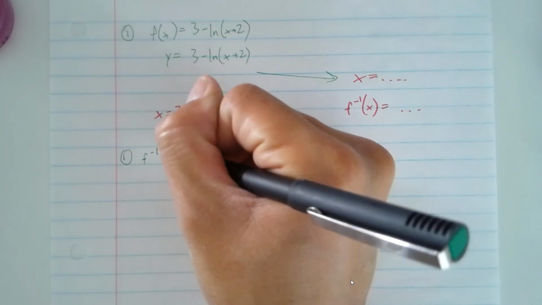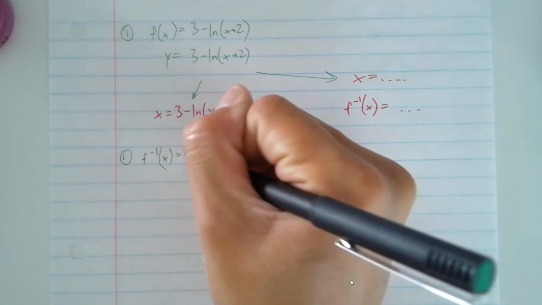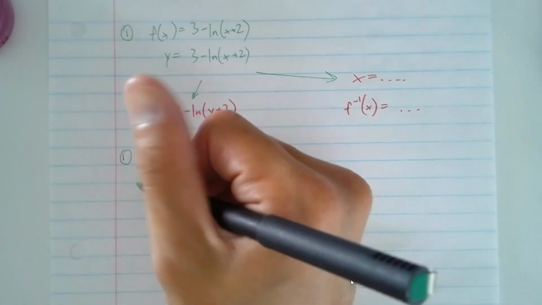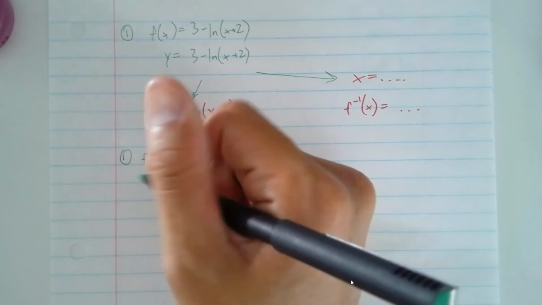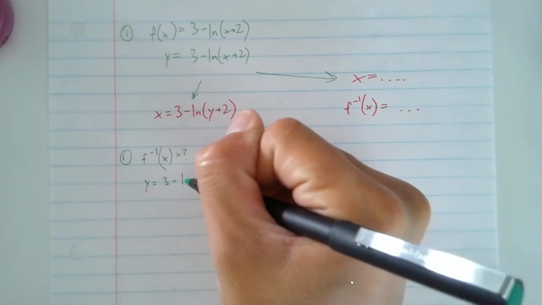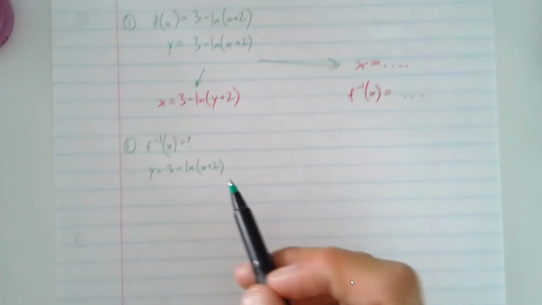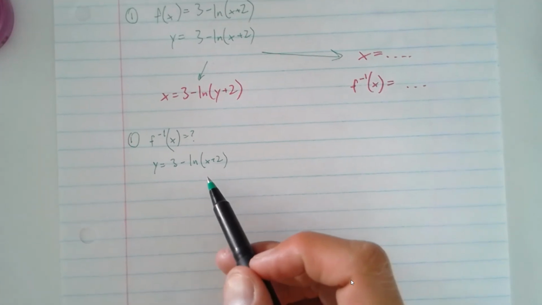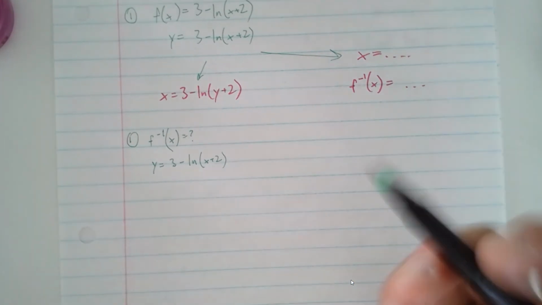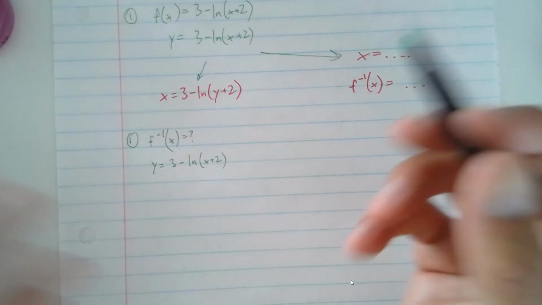All right, okay, so f of x, what is that equal to? Well, you're going to see what he likes to do. I'm going to switch it to y is equal to 3 minus the natural log of x plus 2. What I'm going to do is solve for x, and then I'm just going to switch the notation up, okay? It's pretty much the same procedure.